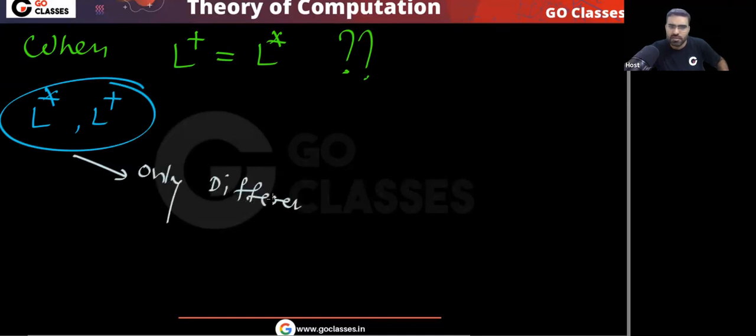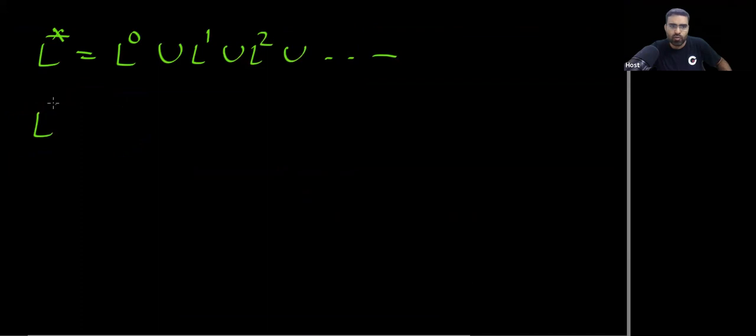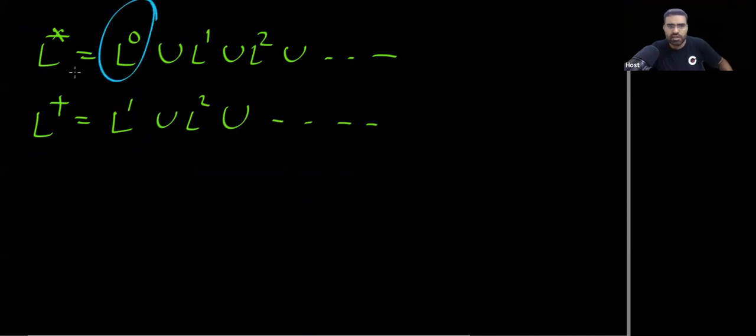If you notice, the only difference possible is the empty string. Yes or no? That is the only difference possible. Agree with me? Let me tell you: L star is L power 0, union L power 1, union L power 2, and so on. And L plus is L power 1, union L power 2, union and so on. So if you notice, this is the only difference.